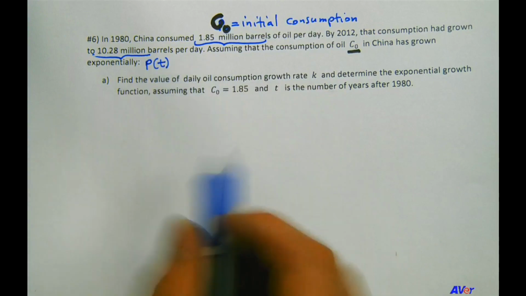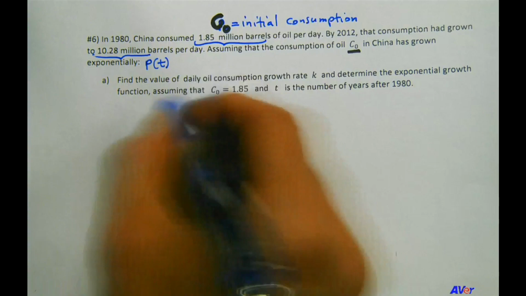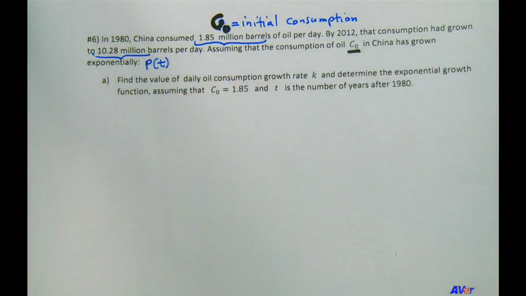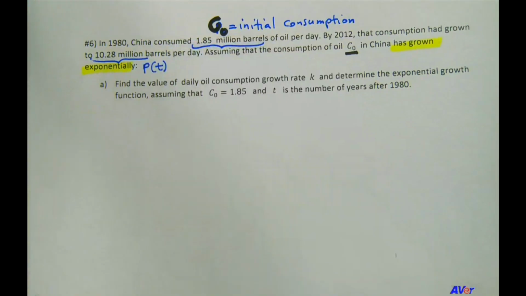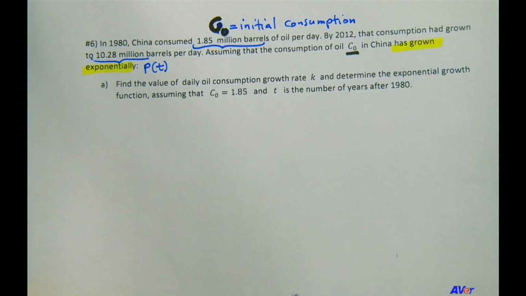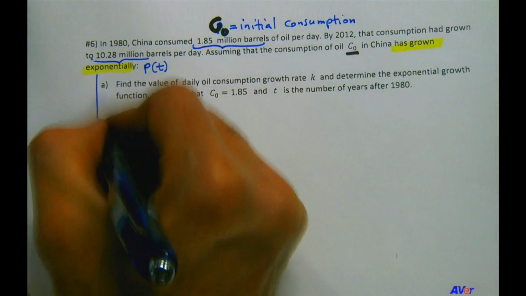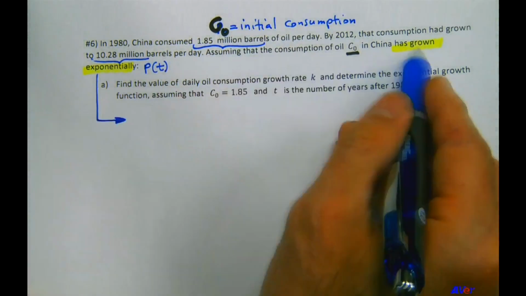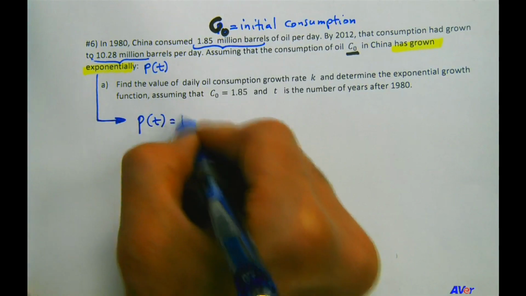Okay, so this is the clue for us that the consumption has grown exponentially, and this has to be continuous, right? It's not quarterly or semi-annually. This is not money we're talking about. This is consumption of oil, so it's continuous. So because of that clue that I've highlighted, we know we have to use this formula.